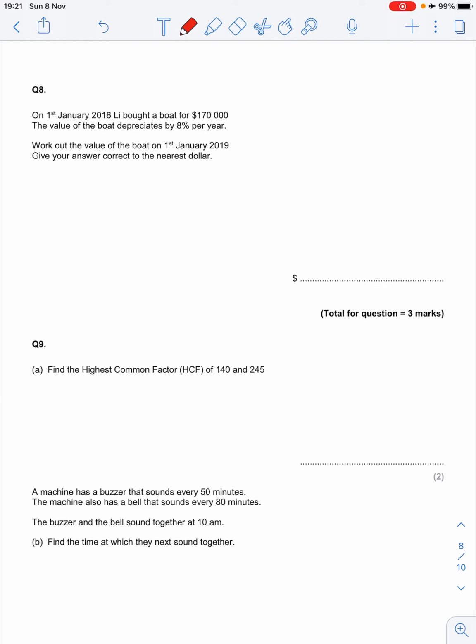Question 8. On 1st January of 2016, Lee bought a boat for $170,000. The value of the boat depreciates by 8% per year. Work out the value of the boat on 1st January 2019. Give your answer to the nearest dollar. So 2016, 2017, 2018 and 2019.